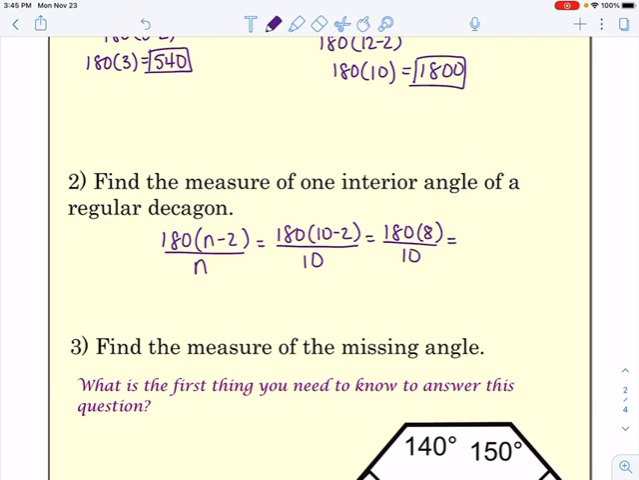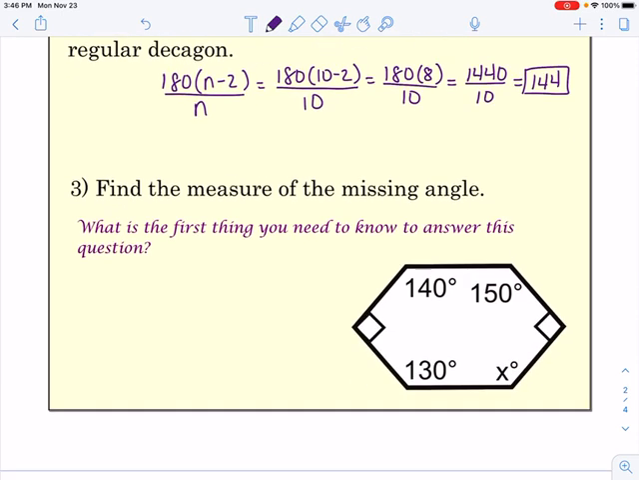I'll keep going. I'll simplify the top. 180 times 8 is 1440. And I need to divide that by 10. And when I do that, I should get an answer of 144. So the measure of one interior angle of a regular decagon is 144 degrees.